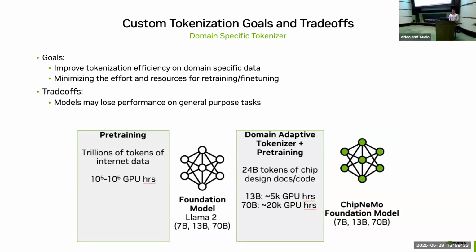So some of the goals, just in terms of why we want to do custom tokenization, it can improve the efficiency of the tokenization process on our domain specific data. And I have a really cool example of that on the following slide. Essentially what this can do is lead to minimizing the effort and the resources required for continued pre-training and supervised fine-tuning of our models. But the downside here is that our models might actually lose some of their performance on general purpose tasks, and it might be harder for us to converge our models onto our domain-specific data.